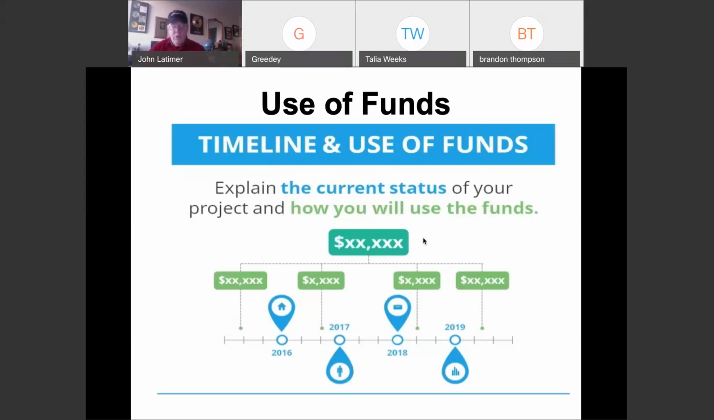So for your use of funds, typically an investor who comes in and says, hey, I believe in you, I want to help you, I'm going to give you some money. What are you going to use the funds for? You've got to know the answer to that question, because it will be asked. What are you going to use it for?